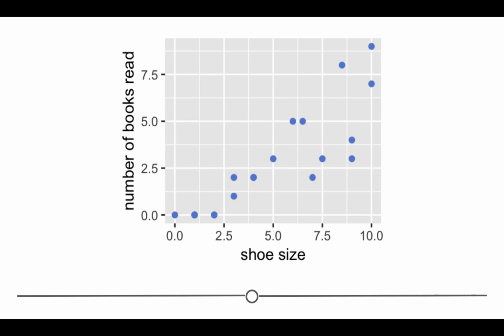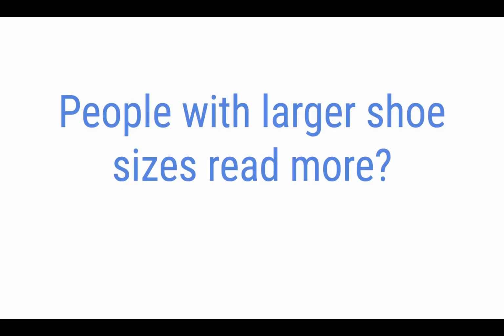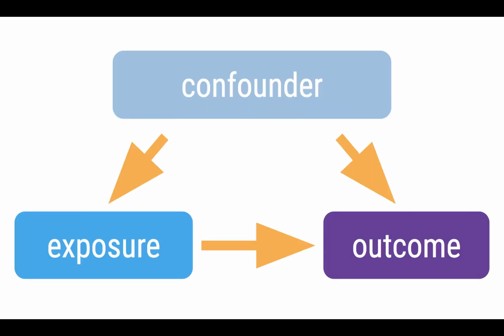Coming back to that plot, from what we learned in the statistical graphics section on scatter plots, it looks like there's a positive relationship here between shoe size and book reading. So it looks like as your shoe size gets larger, you read more books. But can that really be true? Can we really believe that people with larger shoe sizes really read more? This is a case where a multivariable model could come in handy.